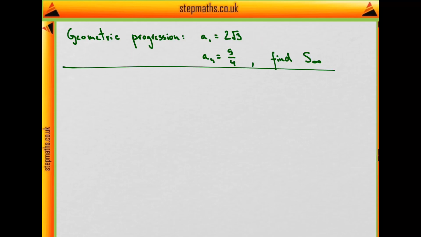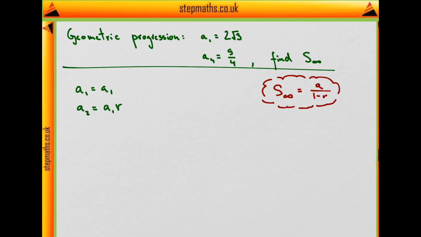So can you remember the formula for the sum of a geometric series as the number of terms goes to infinity? Well, it's the first term divided by 1 minus the common ratio, which in a geometric series is the ratio between two consecutive terms. The first term is trivially just the first term. Then the second term is the first term times r, which is the common ratio. Then a3 will be a1 r squared, and a4, the fourth term, is the first term times r cubed.